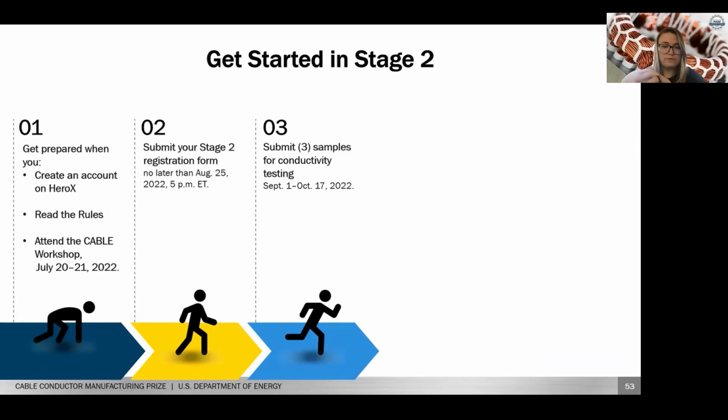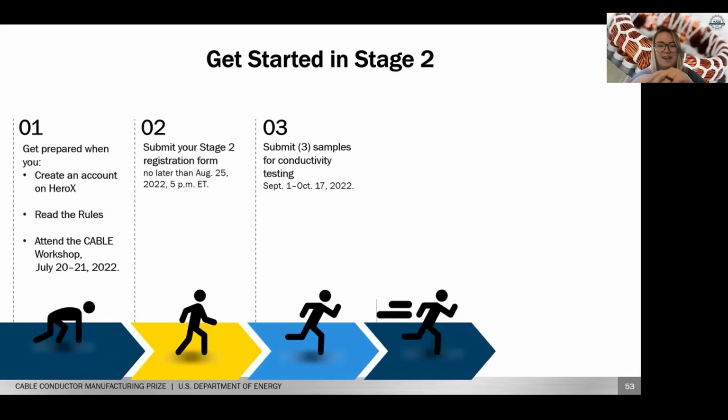Third step is to then submit 3 of your samples for conductivity testing. Both of our laboratories, NTS and Argonne National Lab, will be open for receiving your samples starting on September 1st. They'll do a quick check of them, make sure that they look okay. And you can submit your samples anywhere between September 1st and October 17th. Samples must be postmarked by October 17th in order for you to be eligible for stage 2 of the CABLE Prize. Highly recommend you getting your samples in sooner rather than later. Don't even put yourself up for the stress of making sure that it gets there on time, that you get to the post office. Just do it early.